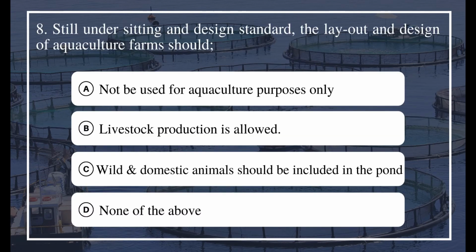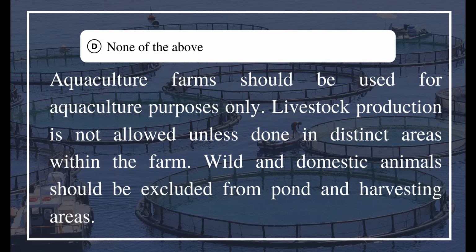8. Still under the Siting and Design Standard, the layout and design of aquaculture farms should: A. Not be used for aquaculture purposes only. B. Livestock production is allowed. C. Wild and domestic animals should be included in the pond. D. None of the above. The answer is D. None of the above.